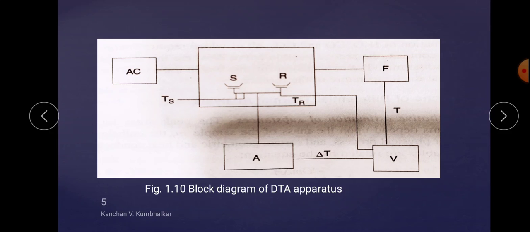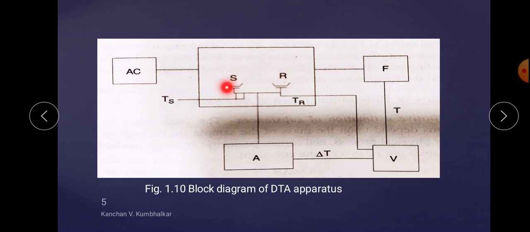The furnace F consists of a heating block. This is the heating block where the sample as well as the reference compound has been placed. The furnace F consists of a heating block with two identical, symmetrically located chambers. The chambers contain an inert reference material such as aluminium oxide, which does not change in any manner through the temperature range which we have to study.